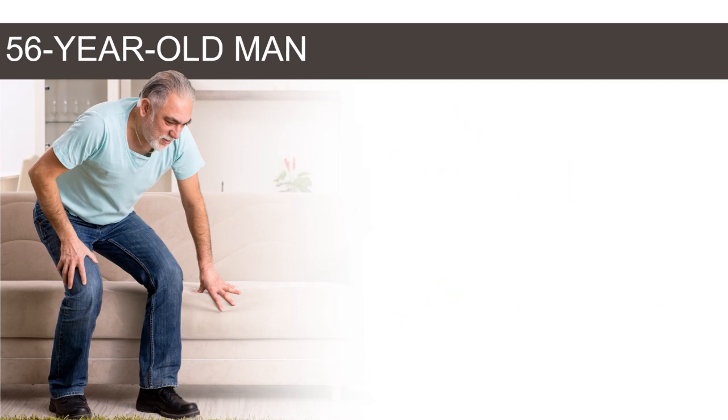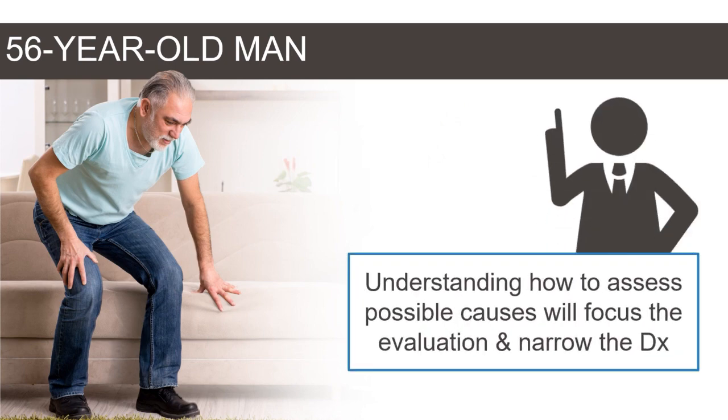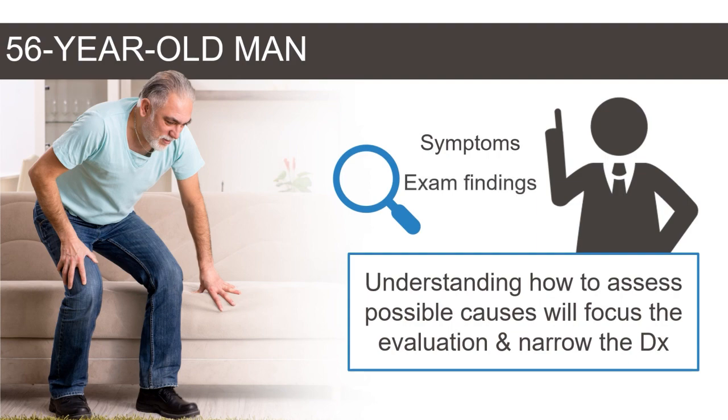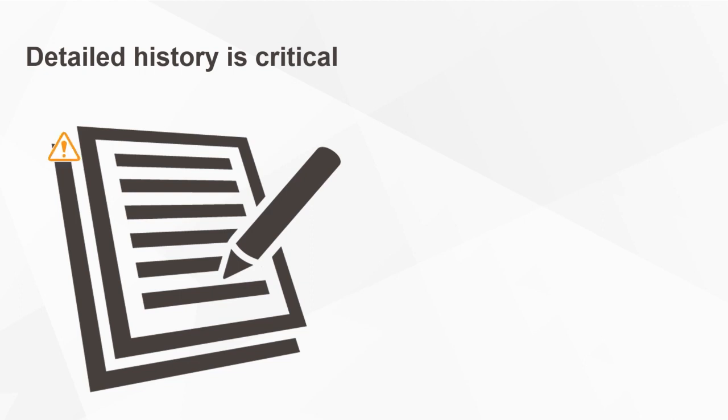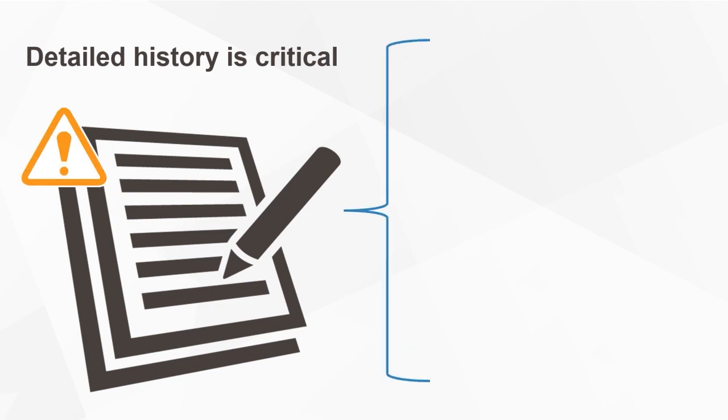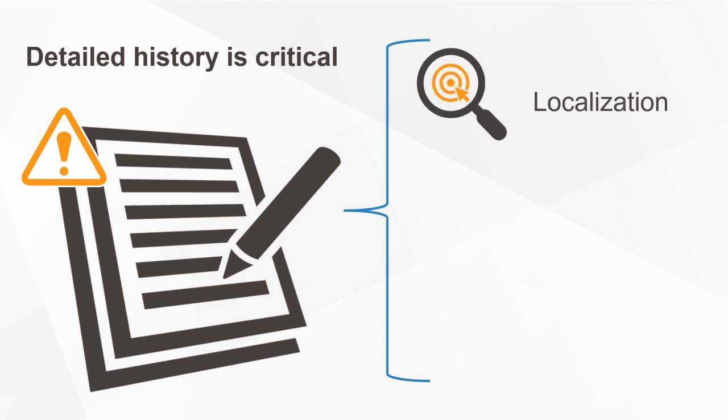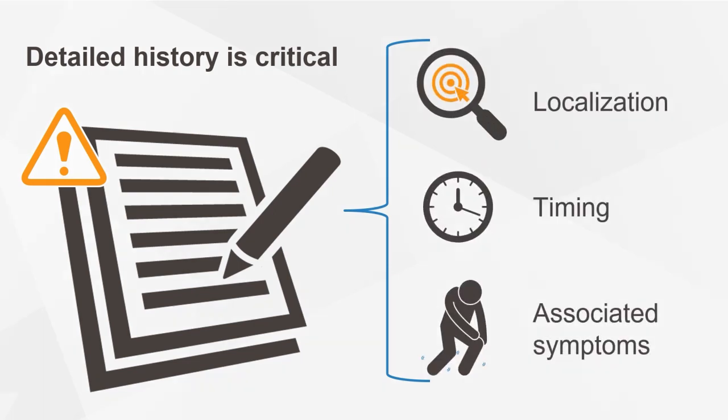Although evaluating a patient with weakness may seem daunting, understanding how to assess different possible causes will help focus the evaluation and narrow the differential diagnosis. Here, we will discuss key symptoms and physical exam findings that are crucial for this categorization. A detailed history is critical for classifying weakness correctly and entails three key components: localization, timing, and associated symptoms.